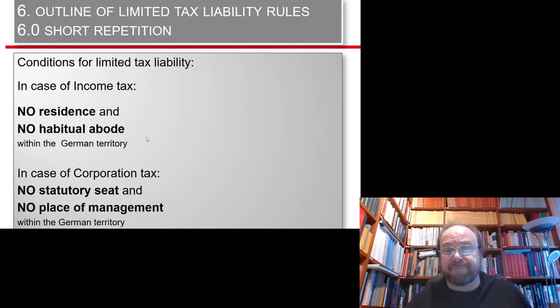In case of income tax, you knew unlimited taxpayers were those who have a residence or their habitual abode in Germany. So limited tax liability is left over for the cases where unlimited tax liability does not exist. So here we end up with the cases where there is neither residence nor habitual abode in the German territory. In case of corporation tax, we had unlimited tax liability given in cases where there was either the statutory seat, so the official postal address, which is nothing else than the registered office in English terms, or the place of management. Where neither of those is in the inland, there we have limited tax liability.